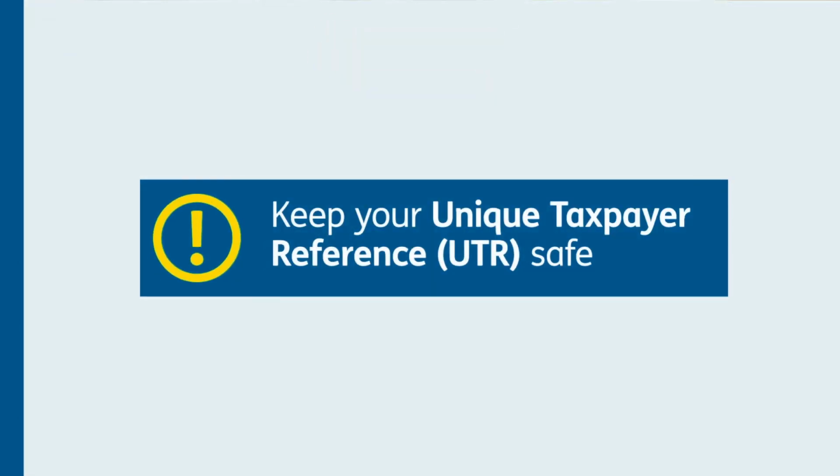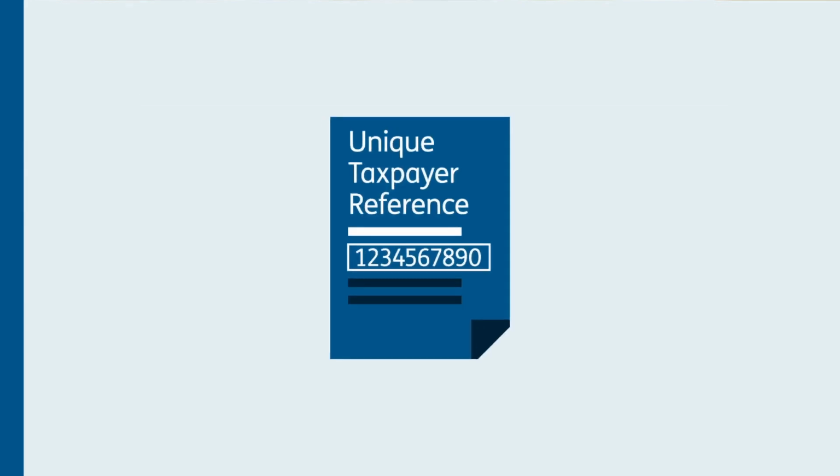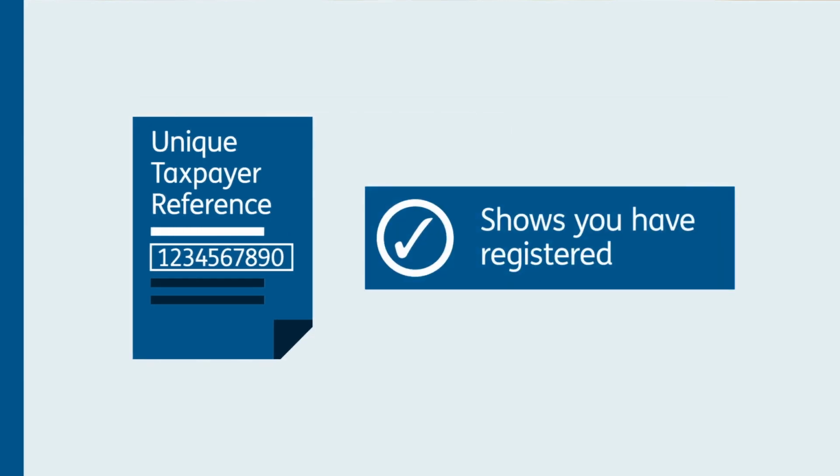Keep this safe. Your UTR is like your national insurance number, it stays with you for life. And you'll need it every time you deal with your self-assessment. Your reference number also shows that you've registered for self-assessment, so there's no need to call HMRC to confirm it.